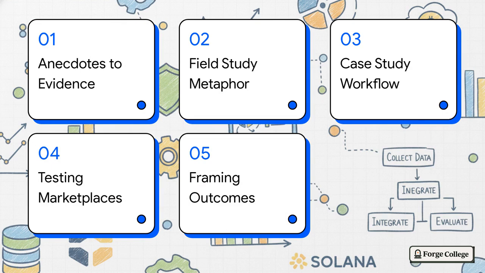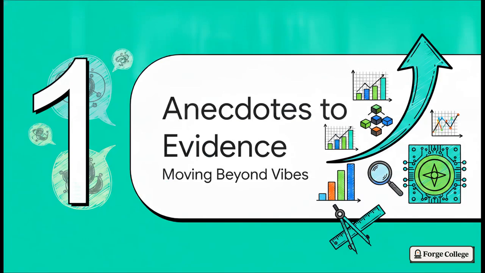1. From anecdotes to evidence. 2. The field study metaphor. 3. The case study workflow. 4. Testing marketplaces A and B. And 5. Framing your outcomes. Let's jump right in. Section 1.